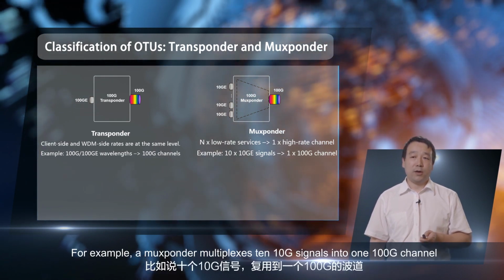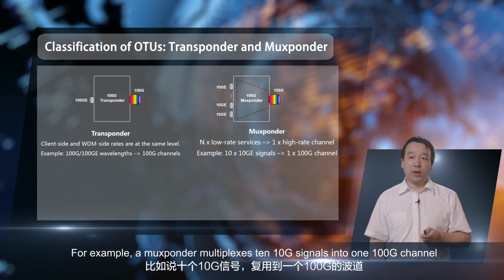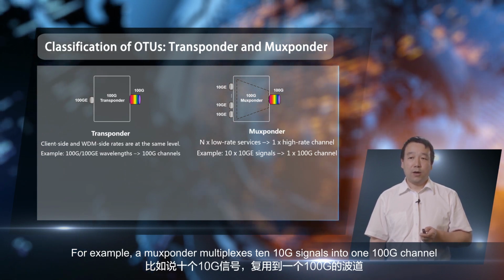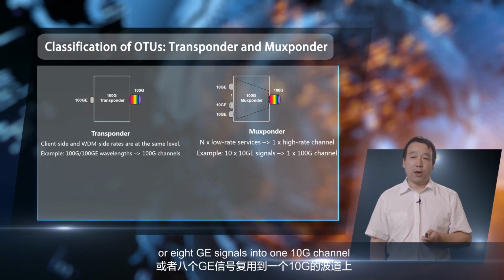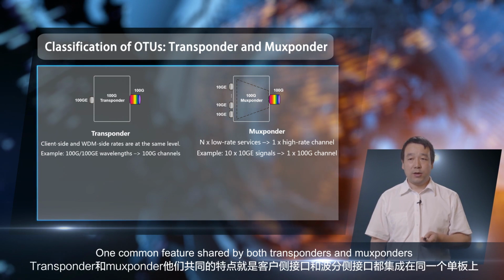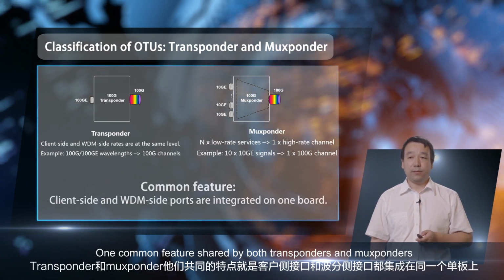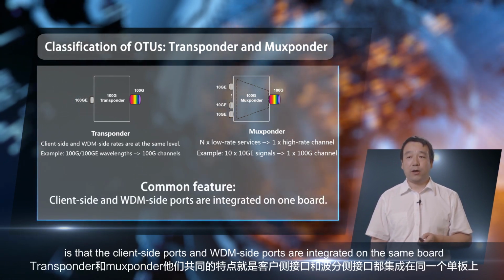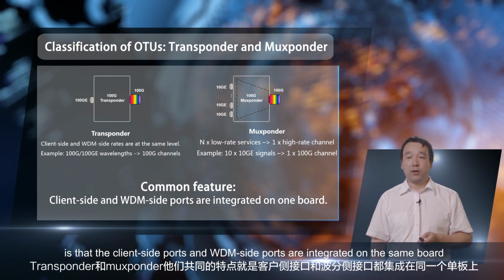For example, a Muxponder multiplexes 10 10G signals into one 100G channel, or 8 GE signals into one 10G channel. One common feature shared by both transponders and Muxponders is that the client-side ports and WDM-side ports are integrated on the same board.